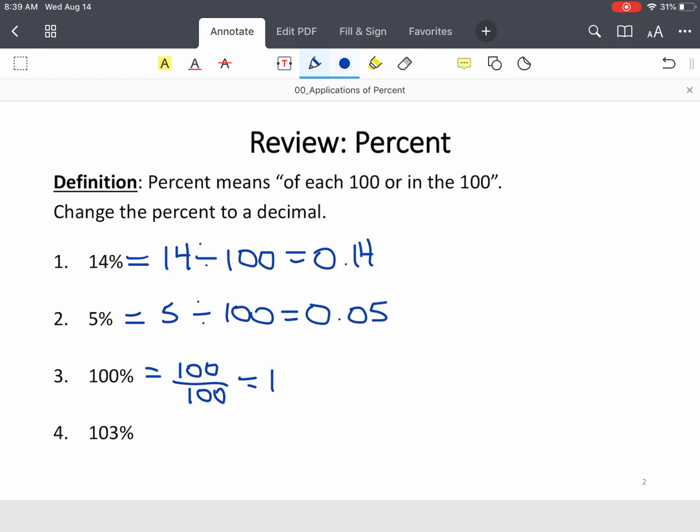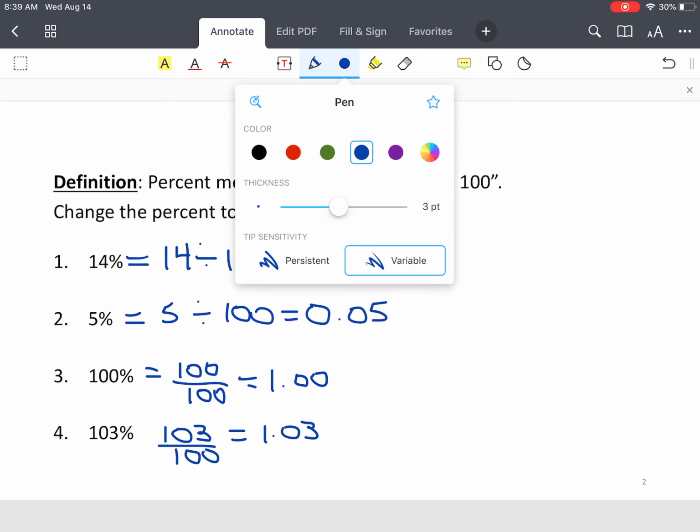All right, so 1. To take a fourth example, 103%. Again, that's 103 pennies, so that's $1.03. Okay, so 103 divided by 100, 1.03. So that's how you convert a percent to a decimal. You simply divide by 100.